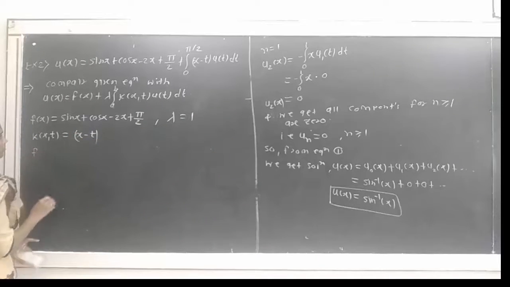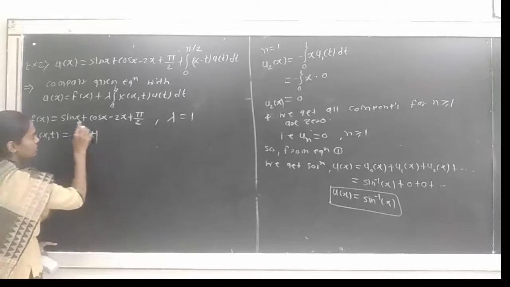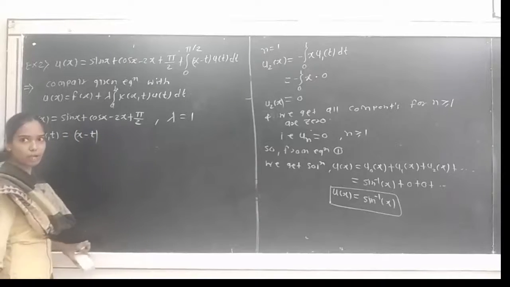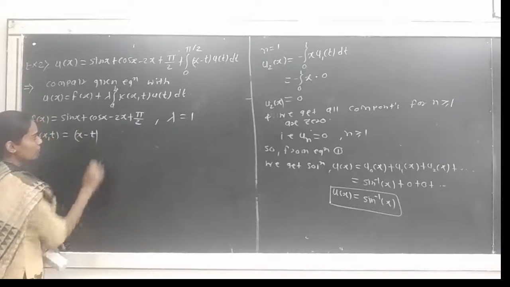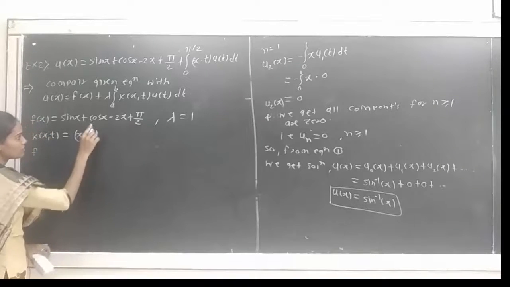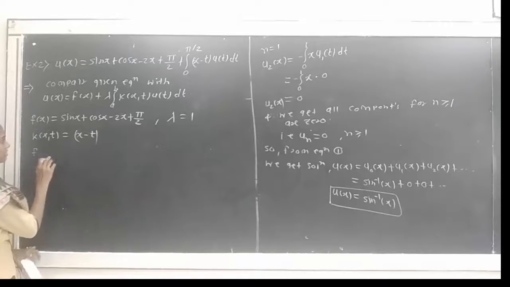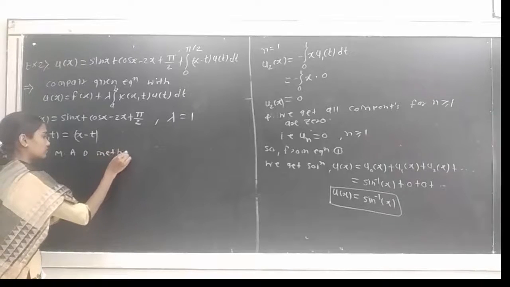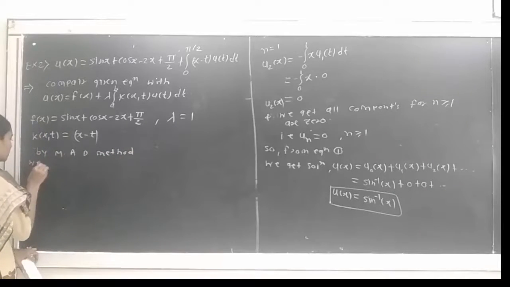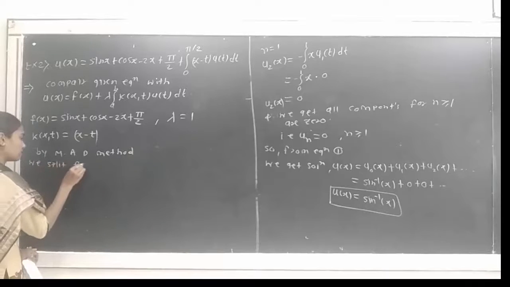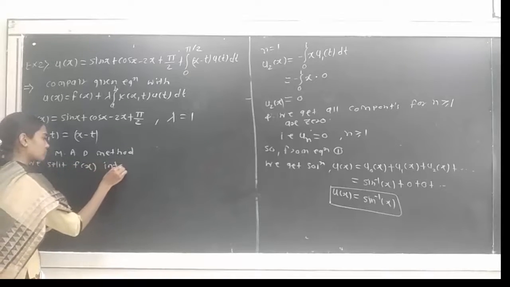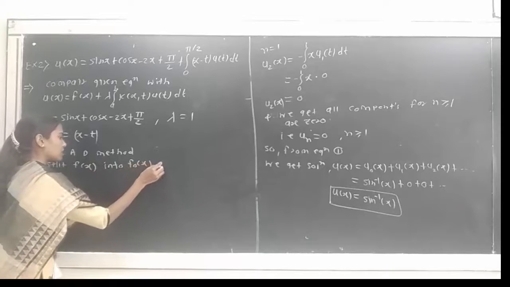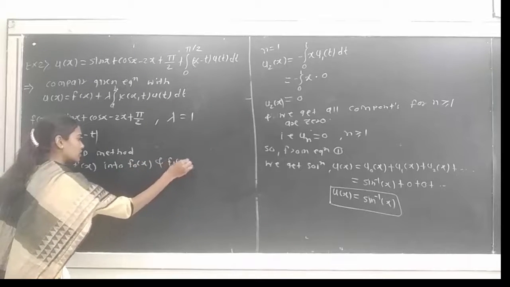If we observe the function f of x, which is sin x plus cos x minus 2x plus pi by 2, the number of terms is 4, so this function is complicated. So we find the solution by using the modified Adomian decomposition method. In the modified Adomian decomposition method, we split f of x into f0 of x and f1 of x.